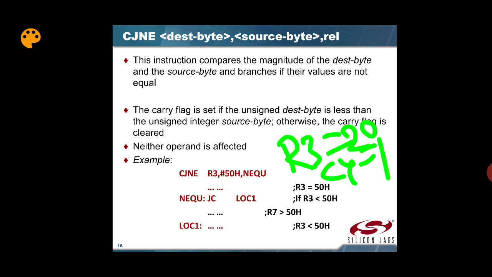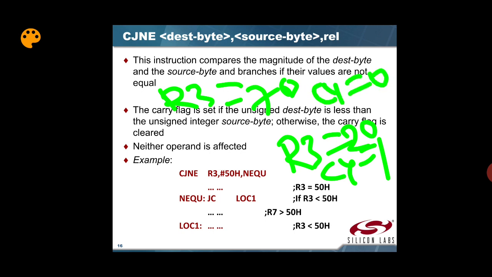Let us take R3 with 70. 70 is greater than 50, so they are not equal. Carry will be reset to 0.